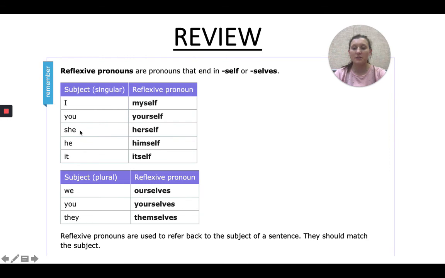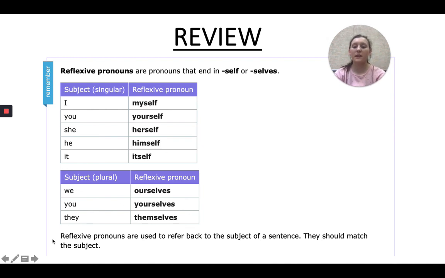Singular subject, she, would not be she-self. It would be herself. Same with he, singular. It wouldn't be he-self. It's himself. And the singular subject, it, would be itself. Now, if we're talking about subject plural, we, the reflexive pronoun would be ourselves. You would become yourselves. And the subject plural, they, would become themselves.